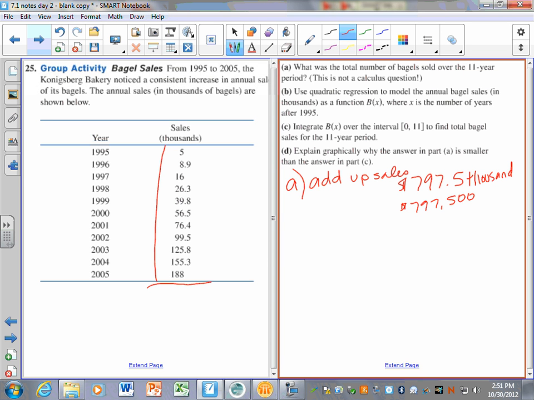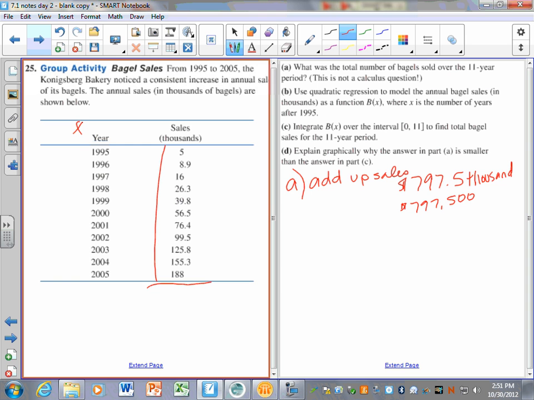Now look at part B. Part B says, use a quadratic regression to model the annual bagel sales as a function B of x, where x is the number of years after 1995. I want to show you this thing with your calculator that you can use. We're going to make a chart on our calculator. This is going to be our x. But notice it says x is the number of years after 1995. So what would 1995 be in terms of x? 0. Then 1996 would be 1 year after 1995, 2, 3, 4, 5, 6, 7, 8, 9, and 10.